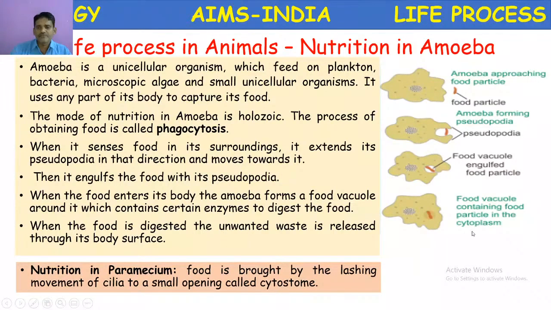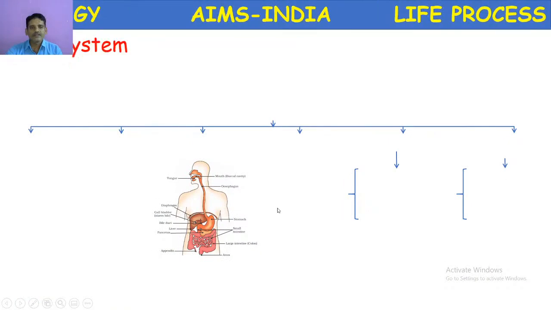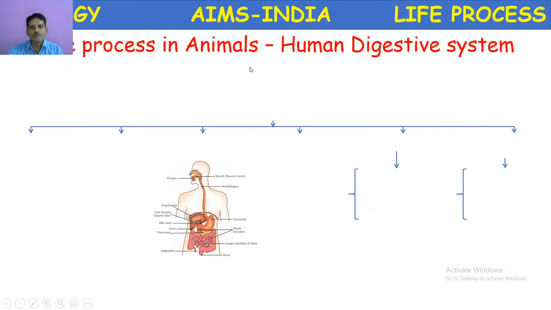Next, nutrition in paramecium. Paramecium is in a similar manner. The paramecium is also a unicellular organism. The food is brought by the lashing movement of cilia to a small opening called the cytostome, the oral groove, cytopharynx, present here. The tuft of cilia will push the food materials into the body. After that, food vacuoles are formed. Again, digestion takes place in the food vacuole. So let us see the nutrition in human beings.